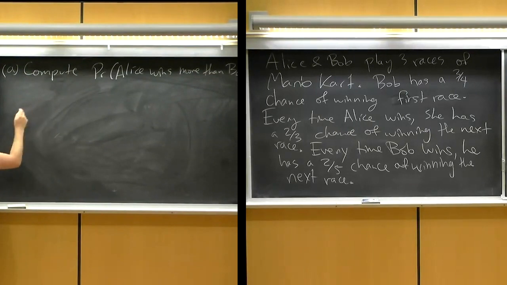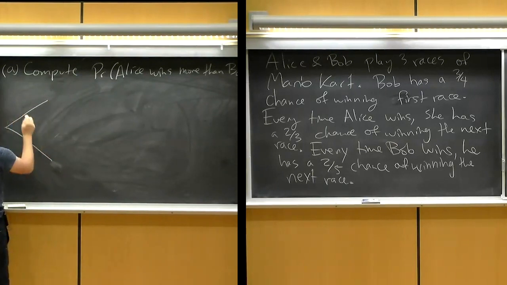So to do this, I think this would be kind of hard to just do without a diagram. I think the diagram really helps, at least for me. So let's say, for the first round, we know that Bob has a 3/4 chance of winning, and Alice has a 1/4 chance of winning.